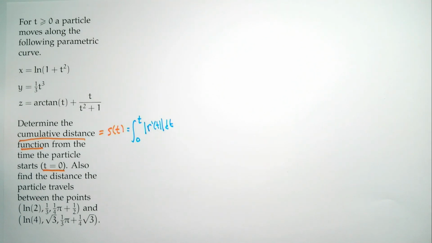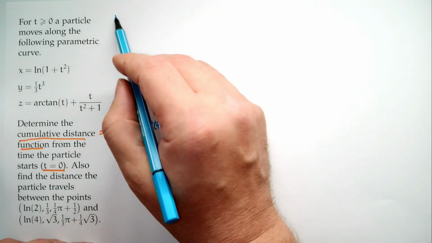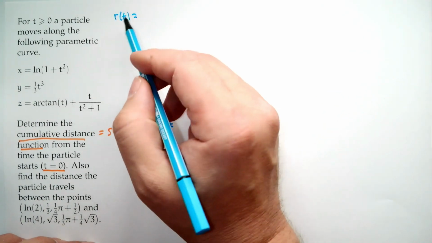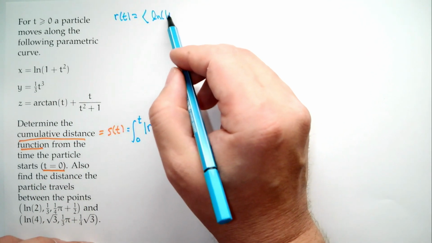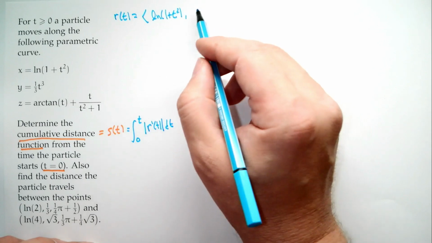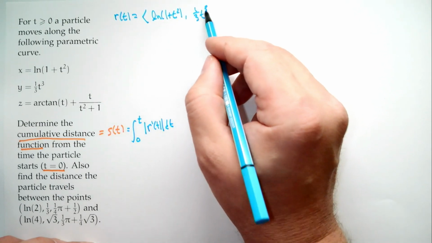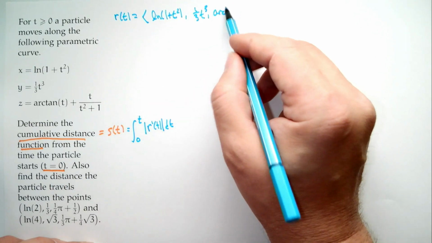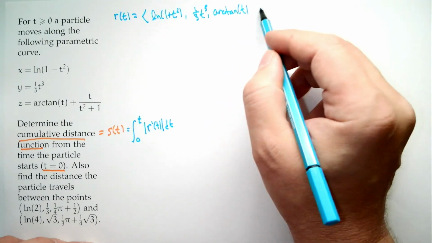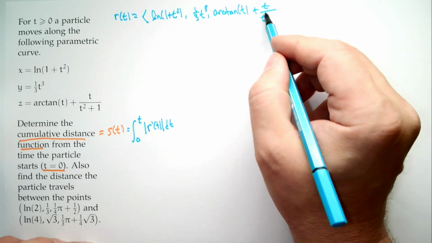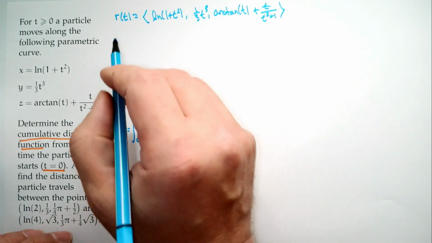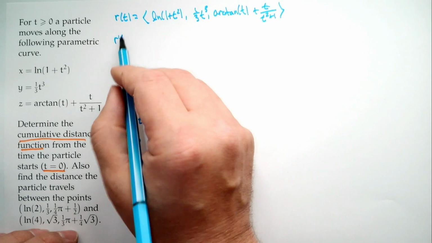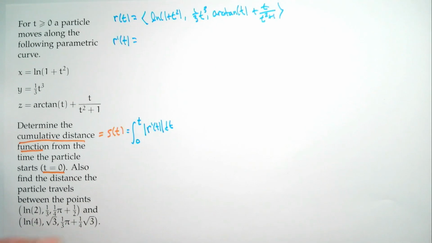Well, so what do we need to do? Well, first off, let's write down r of t in our traditional way, because right now it's written not quite in the way we normally would write it. So log of 1 plus t squared, comma, 1/3 t cubed, comma, arctangent of t plus t over t squared plus 1. And so the next step is let's do r prime of t. All right. So, well, this will be good.